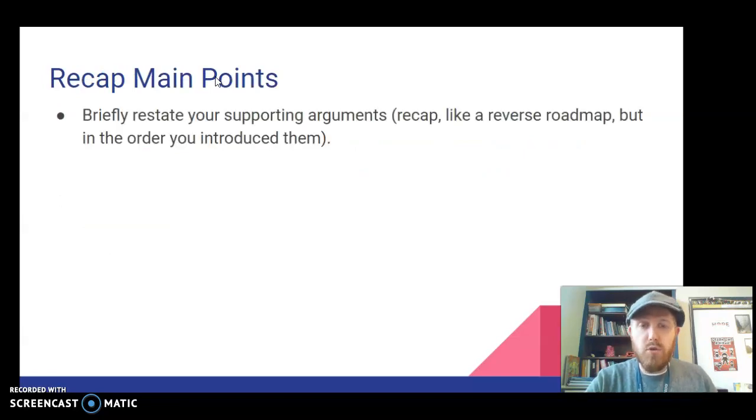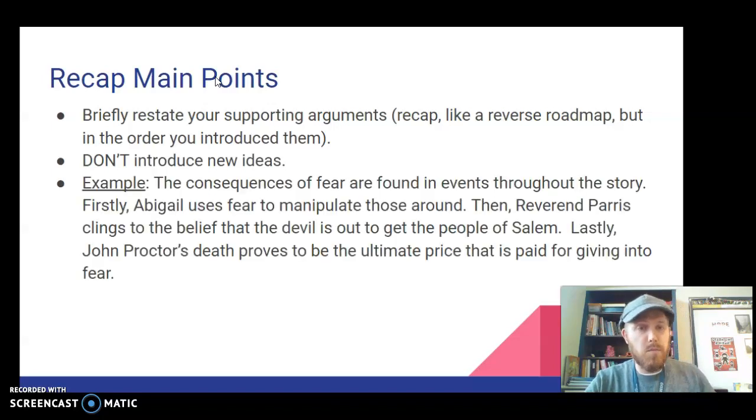Recap your main points. Briefly restate your supporting arguments. Recap like a reverse roadmap, but in the order that you introduced them. Don't introduce new ideas, just stick with the ones you've already gone over in your body paragraphs.